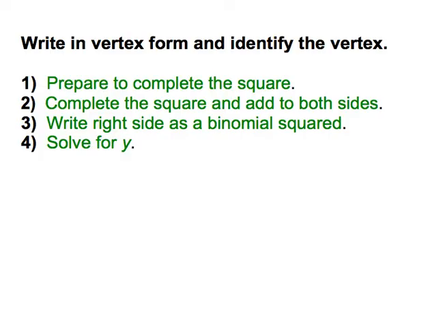We are now on the second part of section 4.7, writing in vertex form. First of all, the rules for writing in vertex form and identifying the vertex. One, you want to prepare to complete the square. Then you're going to complete the square and add that to both sides. Then you're going to write the right side as a binomial squared, and then you solve for y.